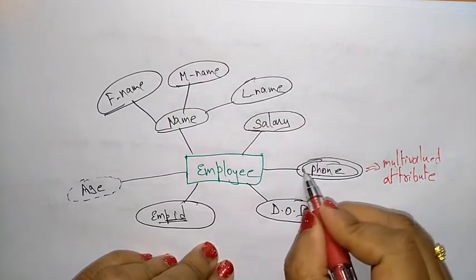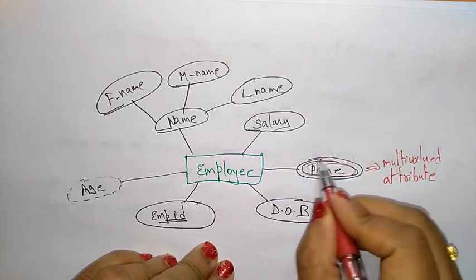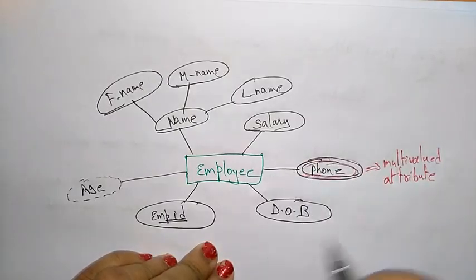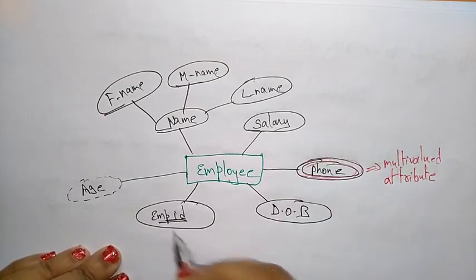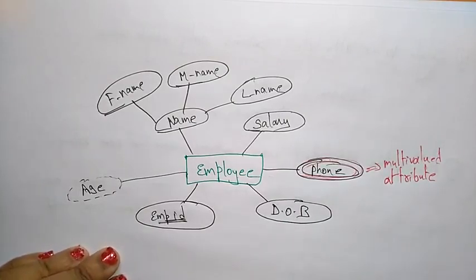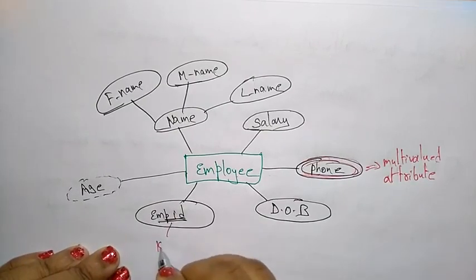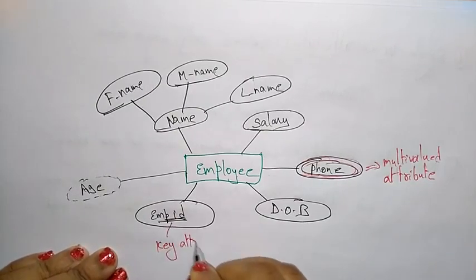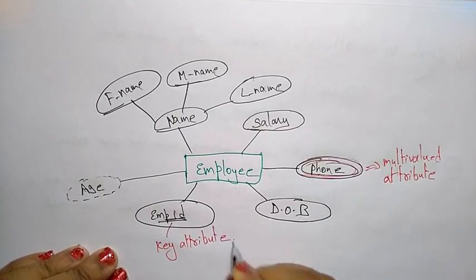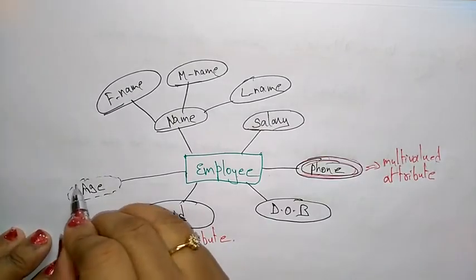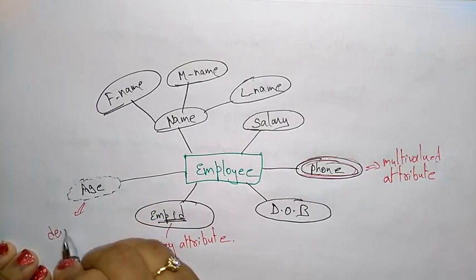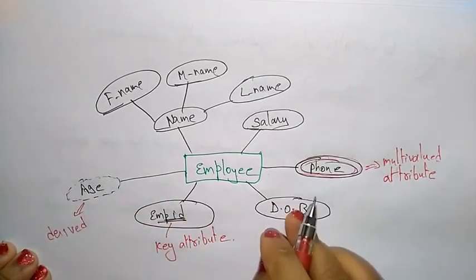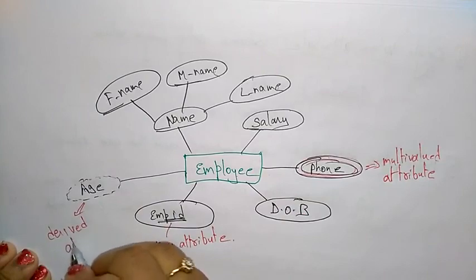Okay, so the multi-valued attribute can be represented with two oval shapes, whereas employee ID, if you mention it like this, is a key attribute. You call it a key attribute, and this dotted ellipse is represented as a derived attribute. So always the age is derived from date of birth. It is a derived attribute.